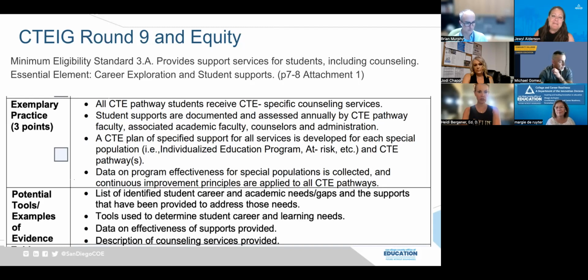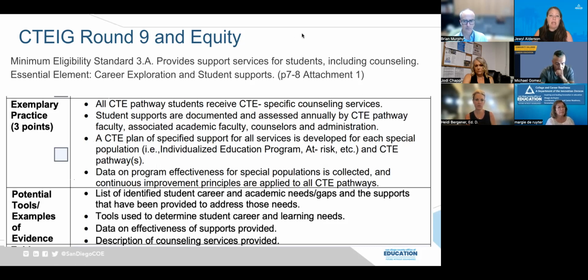But when we get into the RFAs themselves, there is equity both in the CTEIG and the K-12 SWP. You'll see in Standard 3A, you're looking for CTE-specific counseling services and student support. We're talking about a CTE plan of specified support for all services developed for each special population, right? So this right here is potentially a project that you could do with CTEIG funds. Do you want to fund extra hours for counselors to do some of these specified support services, or for your special ed team? That's a place that you'll see that.